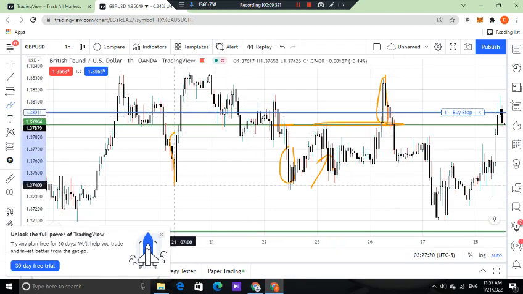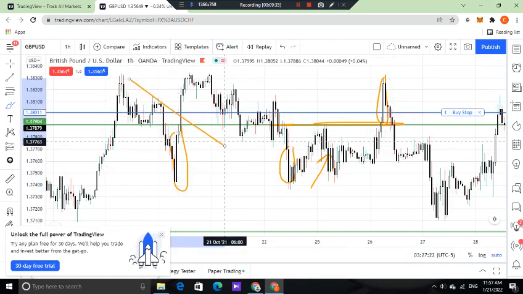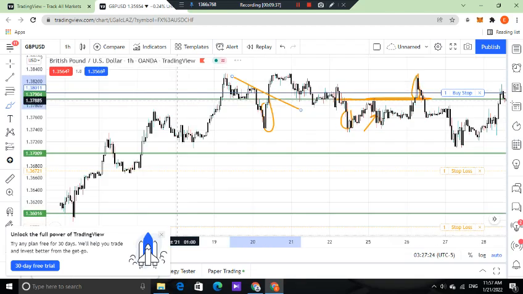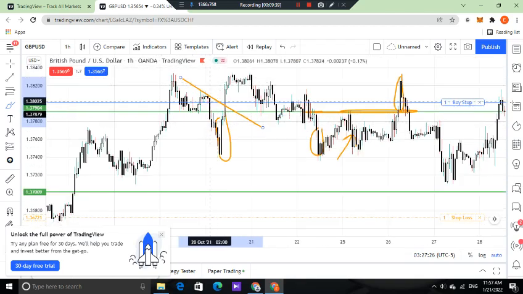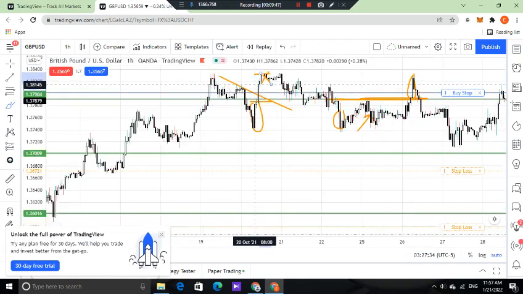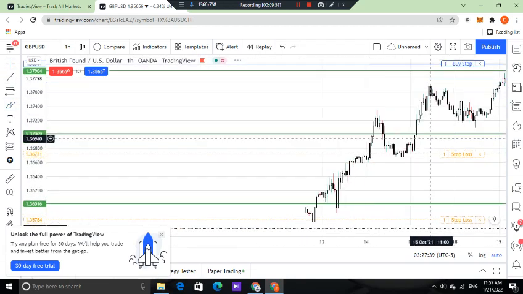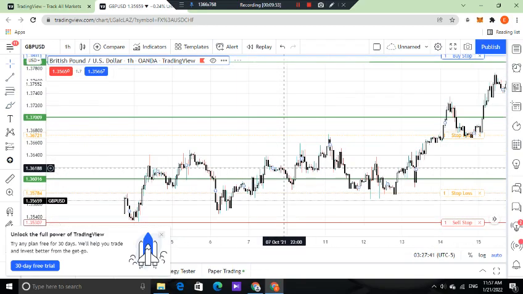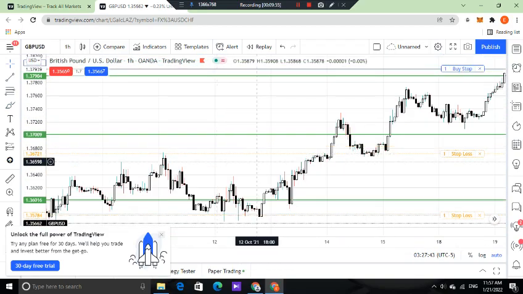This one is a measuring gap because the start of this happened, and then the first leg and second leg. I think that would be enough for now.